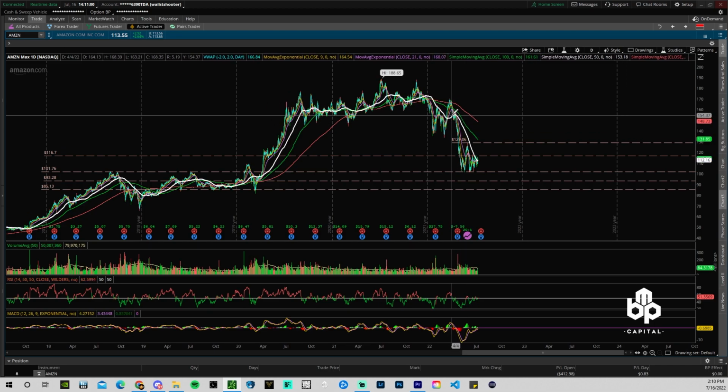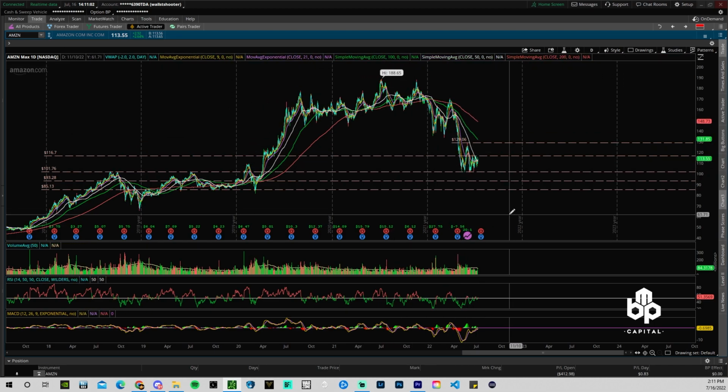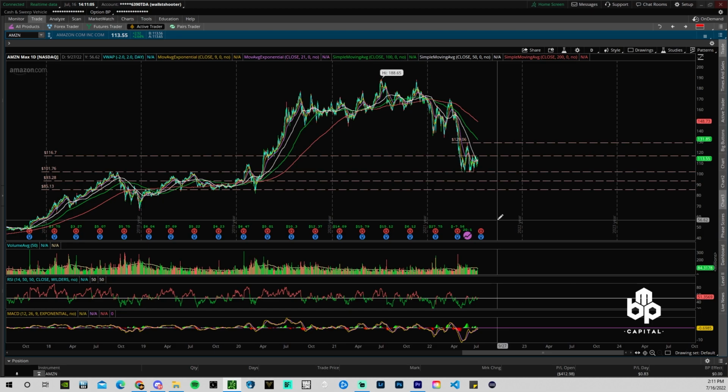Where's the price action? It's below. We're in a downtrend. We know we're in a downtrend. Overall markets, crypto and stock, are in shambles. We know we're in a downtrend.